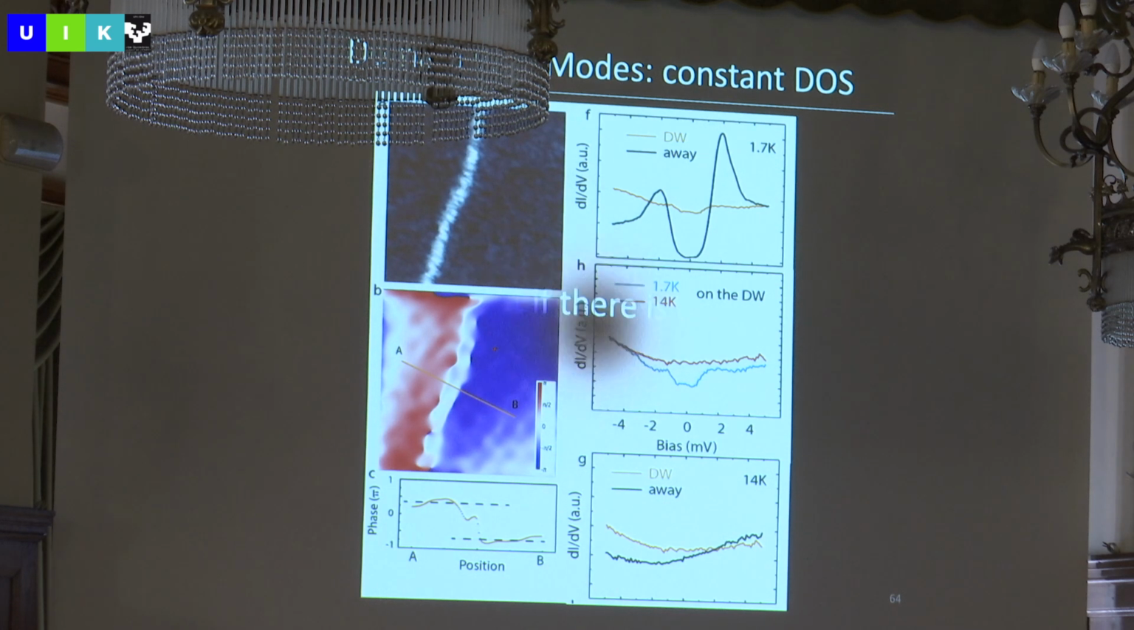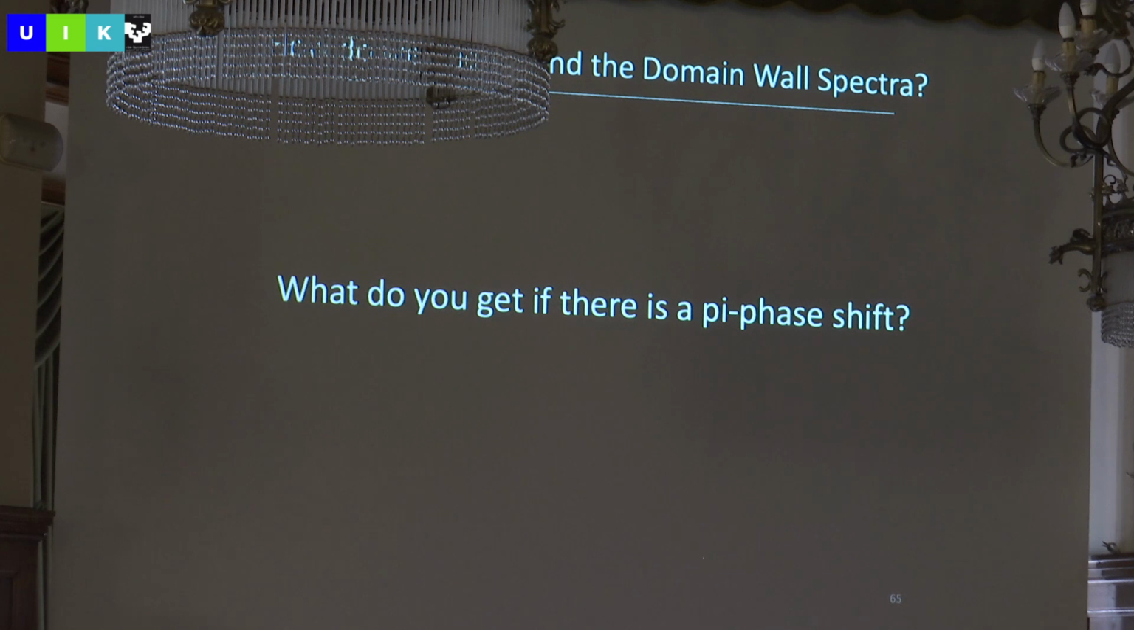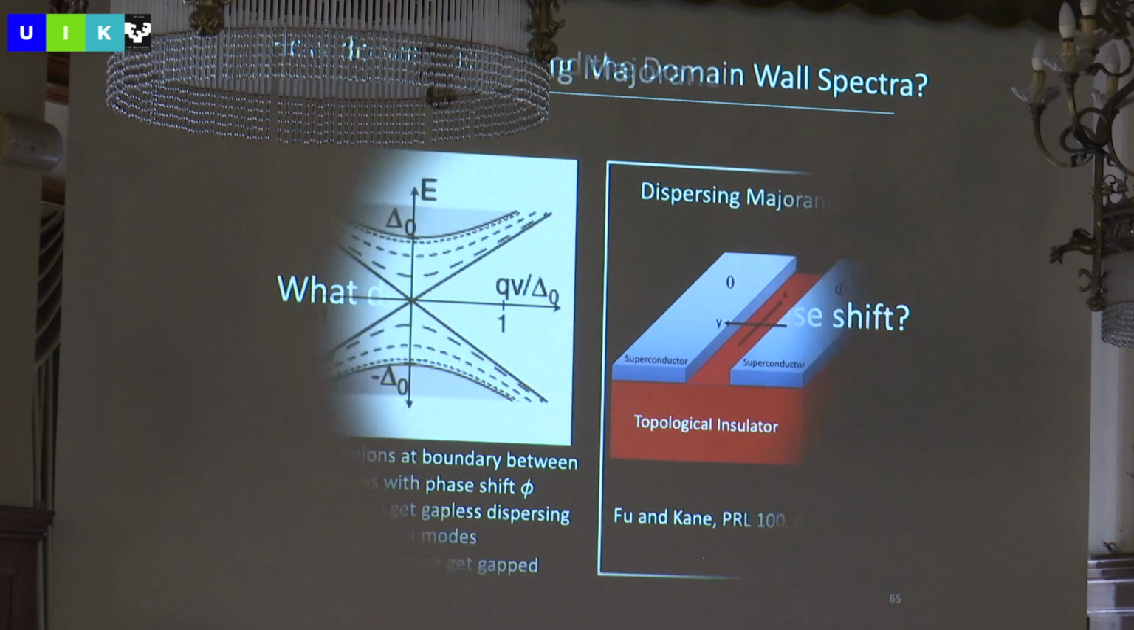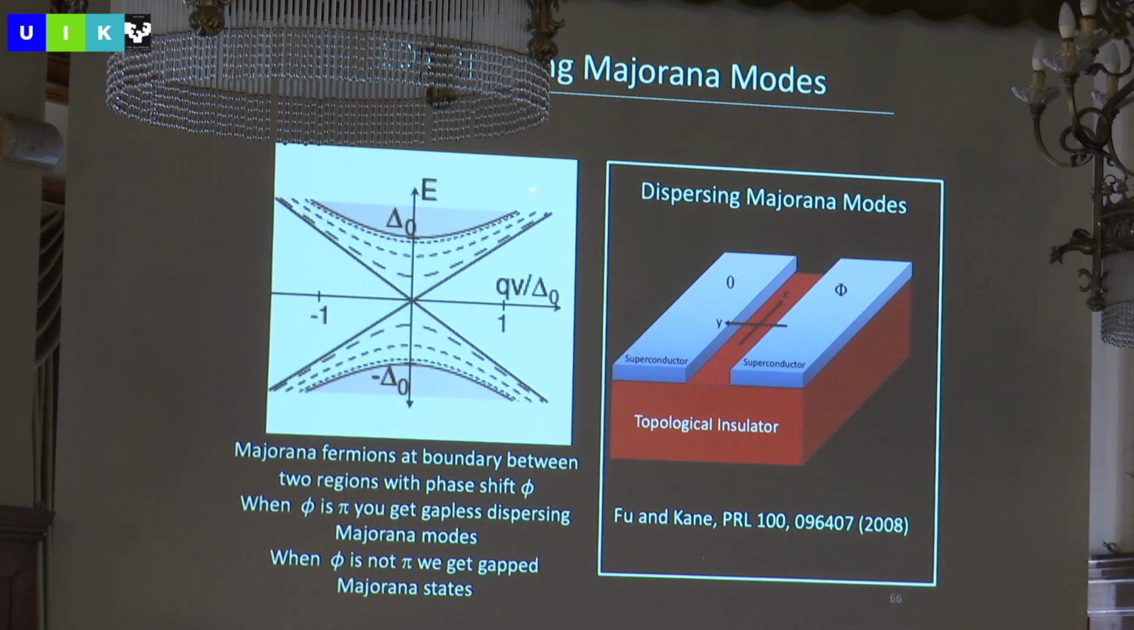So the question is, what is this? How do we understand this uniform filling of the gap? Then you can ask, what do you get if there's a pi phase shift? And we know the answer already. What you expect to see if you have a pi phase shift is propagating states, Majorana states, inside that fill up the gap. These are linearly dispersing.